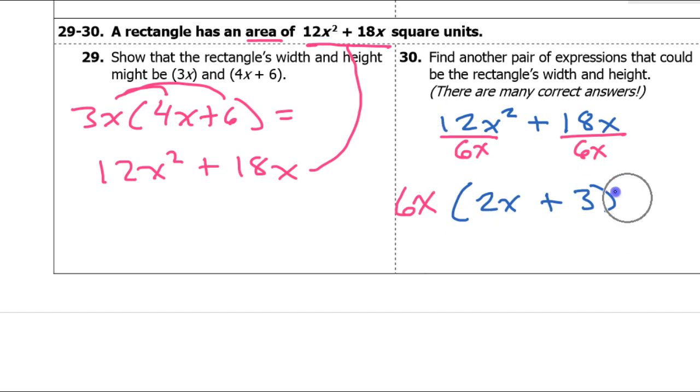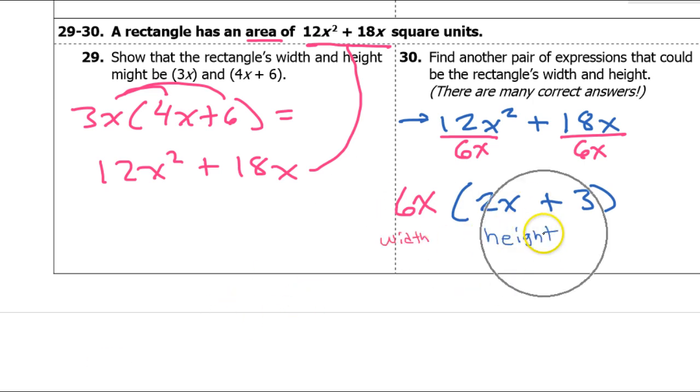Okay, so because these are equivalent, the original problem and the factored form, here I've written this area as something times something. This could be the width, and this could be the height. So that's one possible answer. There are others. For example, instead of pulling out the actual greatest common factor, I could have just pulled out a 2, right? Both of these are divisible by 2. So that would have been another correct answer.